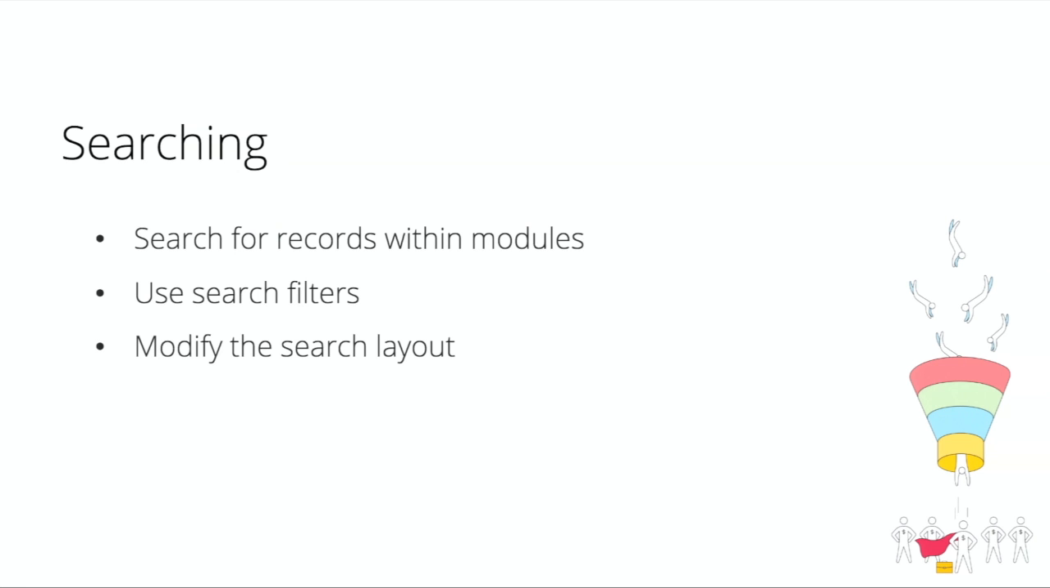So the most common option is up in the top right corner. You've got a little search bar. You can go in there and type anything you want, and it's going to search across your entire database. But what if you want to just search within a specific module? What are some ways that you can make it easier on yourself?